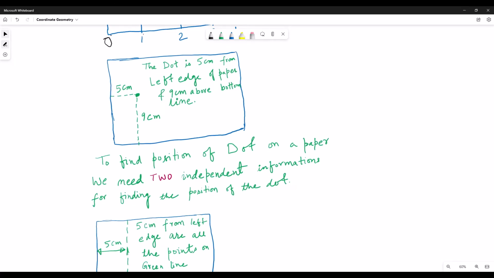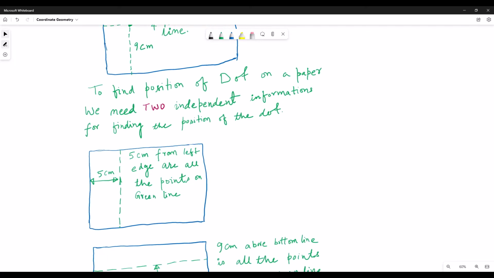The dot is 5 centimeter from the left edge of the paper and 9 centimeter above the bottom line. So this is how we locate a dot on a paper. You take a paper and I say that the dot is 5 centimeter from the left edge of the paper and 9 centimeter above the bottom line. So by telling this, we can uniquely identify the point on the paper.